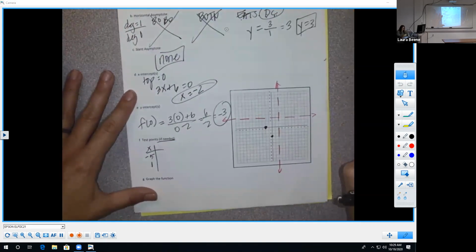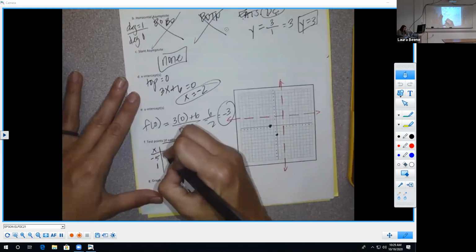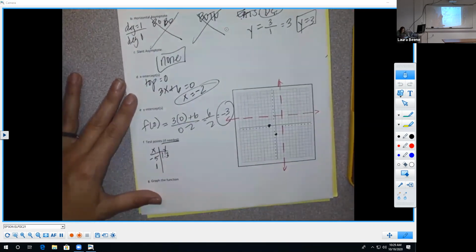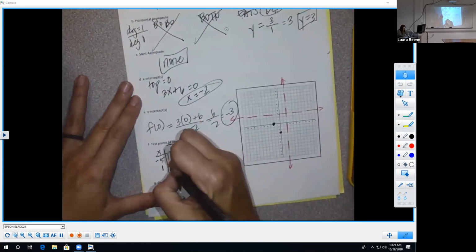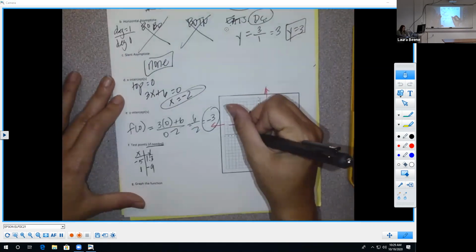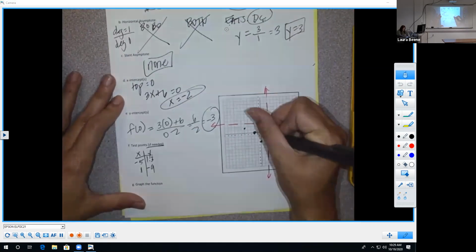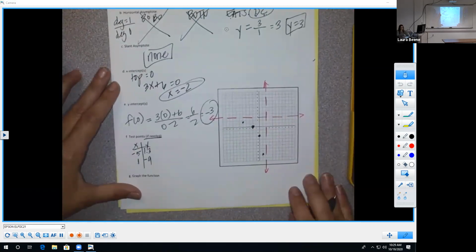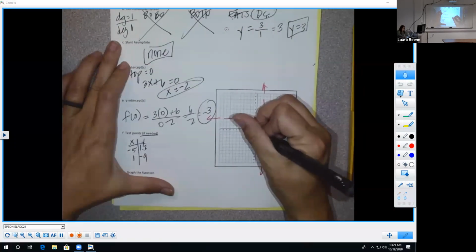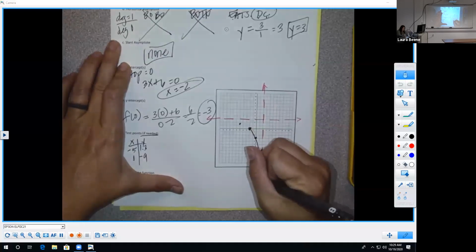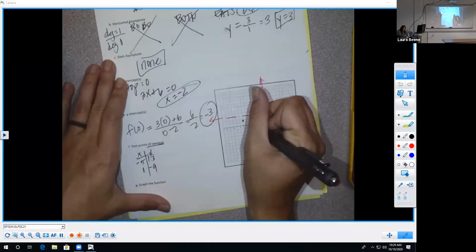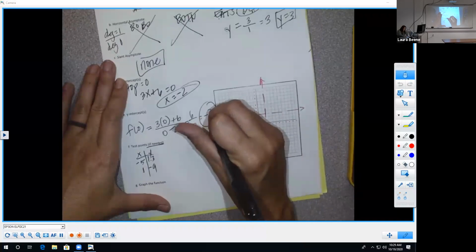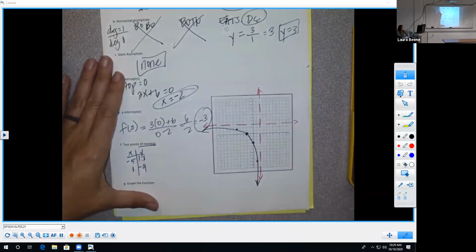At negative 5, it is at 1.3. At positive 1, it is at negative 9. Is that enough to graph for you now? Sure. So draw your graph. You can see that it is a curved line that is approaching your red lines on that side.